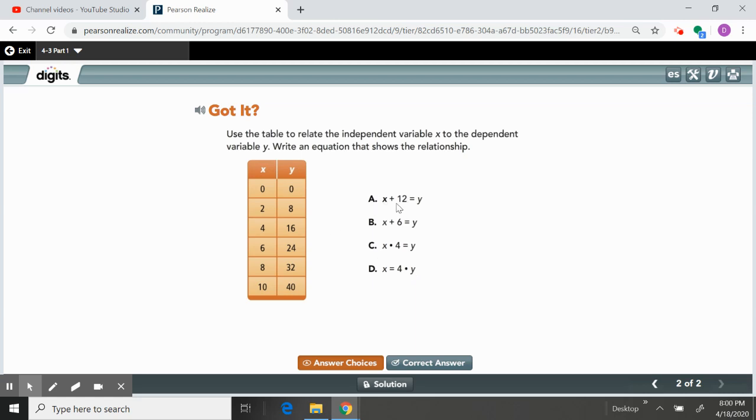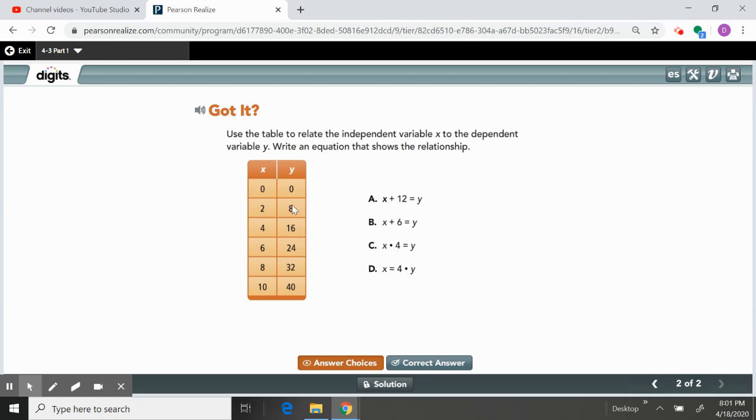Let's look at the first one. X plus 12 equals Y. 0 plus 12, does that equal 0? No. How about X plus 6 equals Y? 0 plus 6, does that equal Y? No. But if I jump down here, 2 plus 6, does that equal 8? Yeah, it does. But remember, we said it has to be true each time. So 4 plus 6, does that equal 16? No, because 4 plus 6 equals 10. So that's not the choice either.